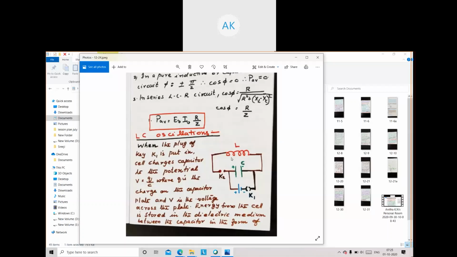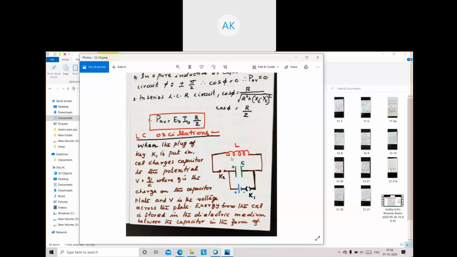Correct. That charged capacitor, when it is connected to an inductor, the charges will flow to the inductor. That means a current flows. Charges will flow through the inductor. So when charge flows through the inductor, what happens?